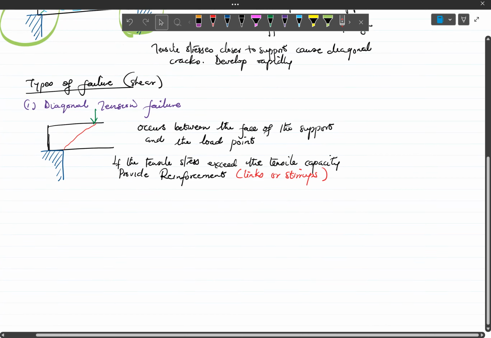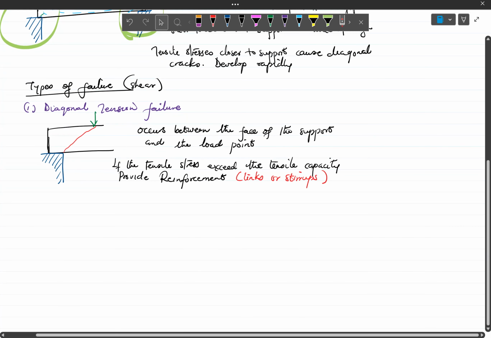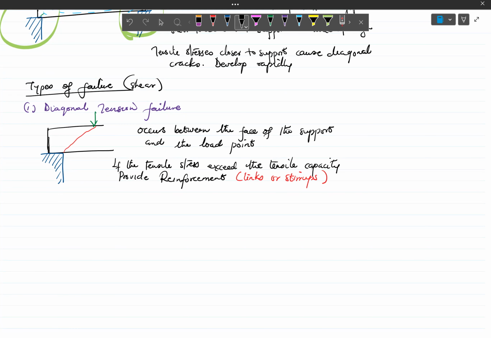All right. So the tensile capacity of the concrete, let me add that. Normally, it's not only the concrete. There are three modes that add up to the tensile strength of the concrete. We'll look at that shortly.